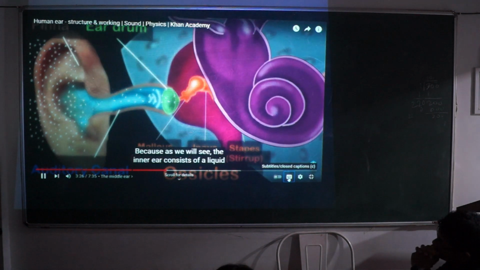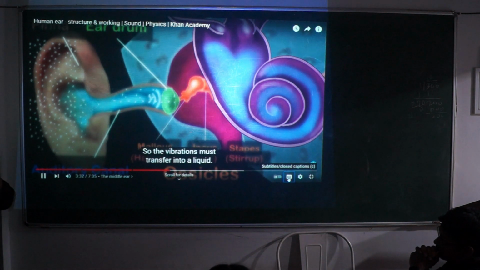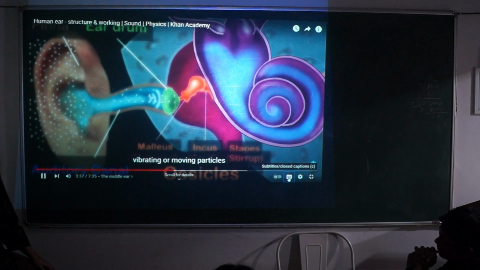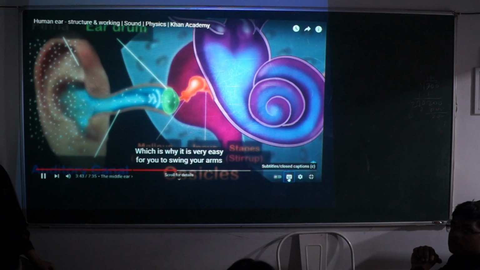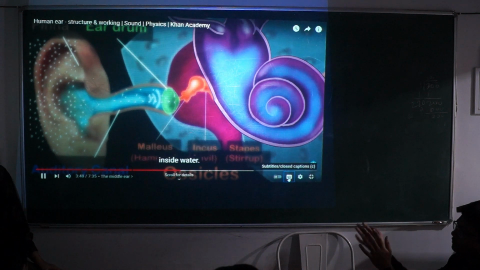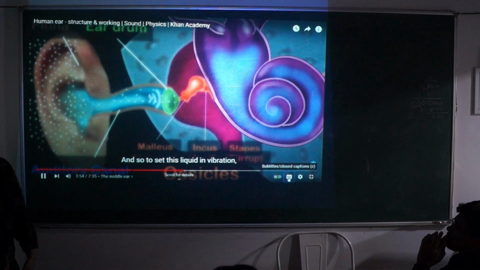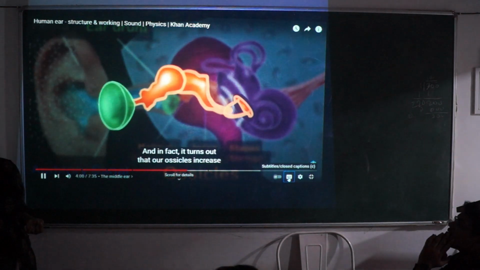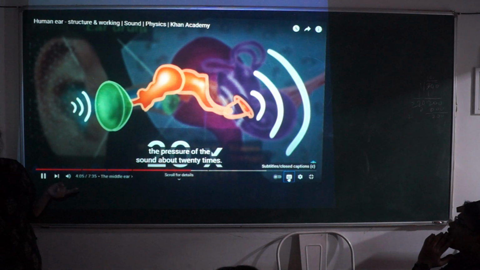Because as we will see, the inner ear consists of a liquid, not air. So the vibrations must transfer into a liquid. And you might already know that vibrating or moving particles of liquid is much harder than moving particles of air. Which is why it's very easy for you to swing your arms in the air, but it's pretty difficult to do that inside water, like say in a swimming pool. And so to set this liquid in vibration, the pressure has to be high enough. And in fact, it turns out that our ossicles increase the pressure of the sound about 20 times.